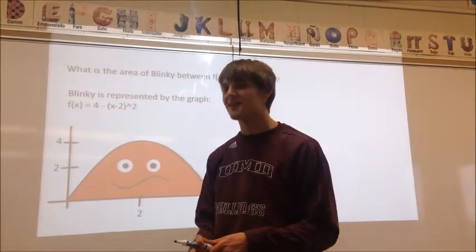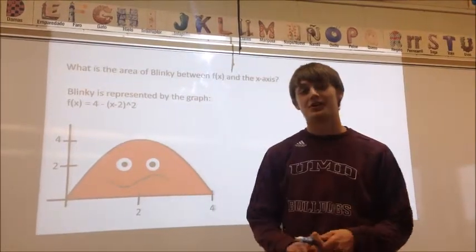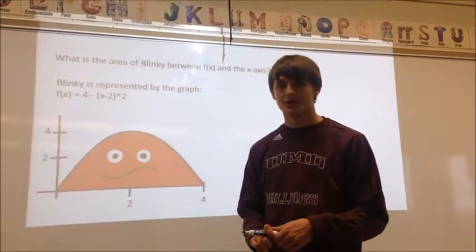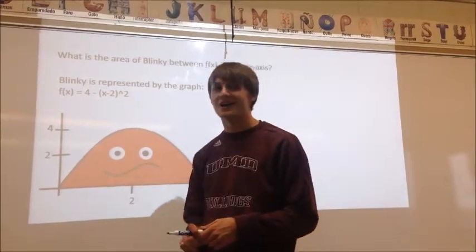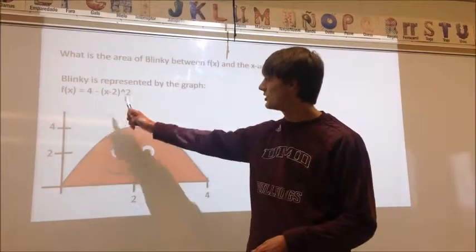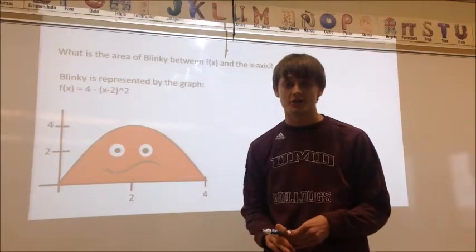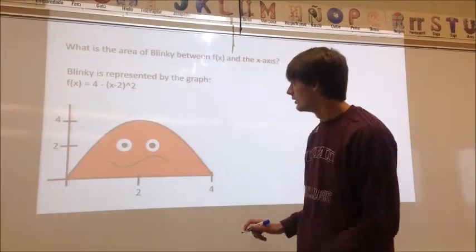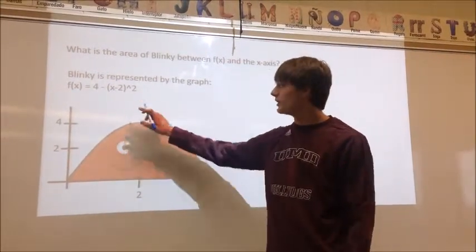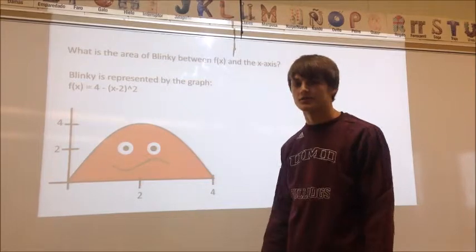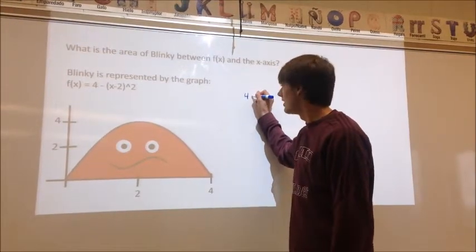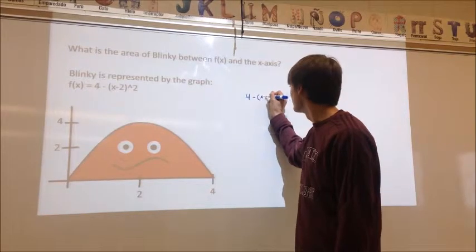Welcome to Mackenzie Teaches Math. Today, we will be working on area underneath the curve so we can figure out how large Blinky is. Blinky is represented by the function f of x, which is right here. To find how big Blinky is, we're first going to find the bounds of the function. To do this, we have to find where f of x crosses the x-axis. So we set f of x equals 0.